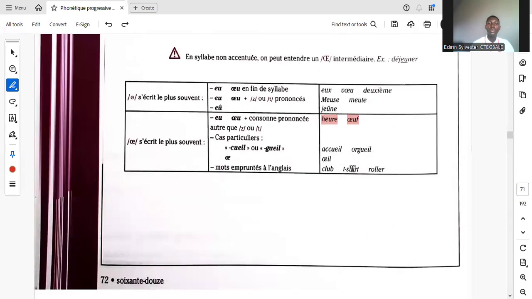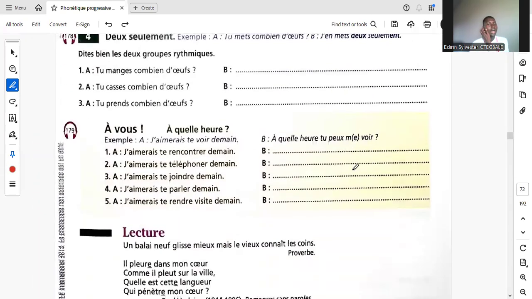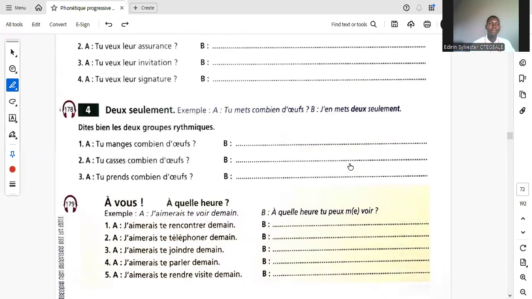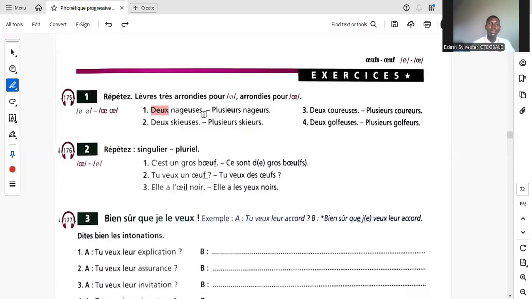And then we came to the recording, which we just listened to, and that is for the first one. We saw for the first one, we have deux nageuses, Z, comme plusieurs nageurs. Then we saw the gros bœuf. So that is the difference we have seen so far.